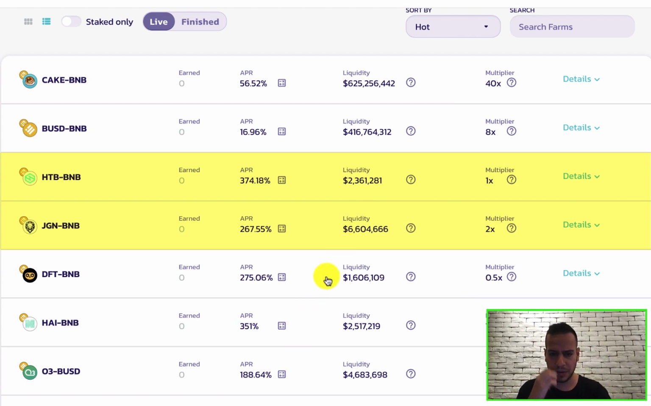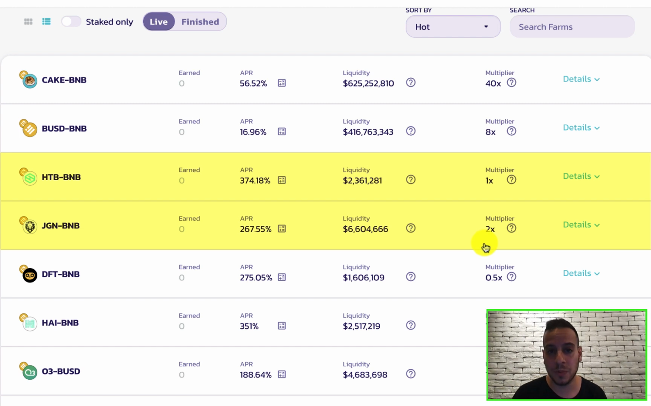Let's do it right here. So let's say that this is 2x, but the liquidity is 3x. So the more liquidity HTB.BNB will have, the lower the APR will get. So actually in JGN.BNB, you can have more liquidity and the APR will be higher, because the multiplier is 2x.